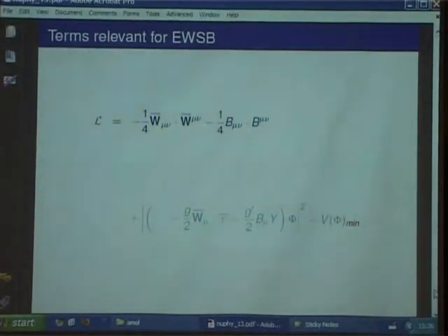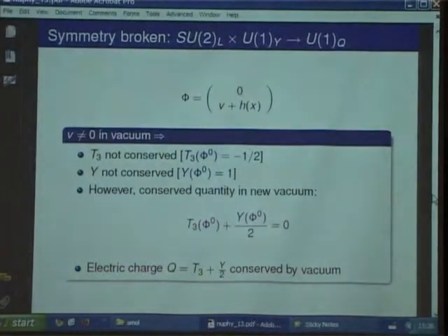Okay, so this is fine, right? So this is how you break your electroweak symmetry. The only thing you do is you take phi to be 0, v by root 2. That's it.